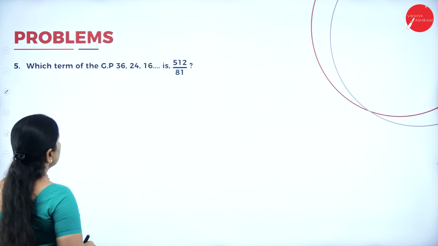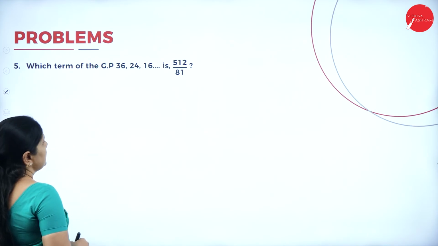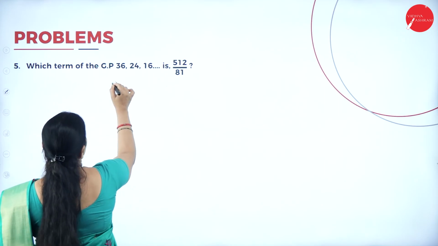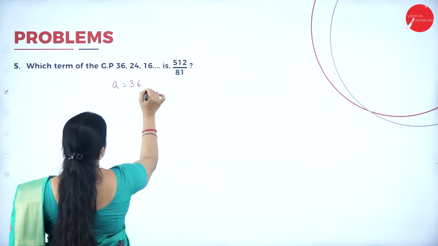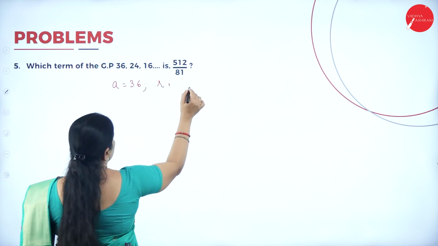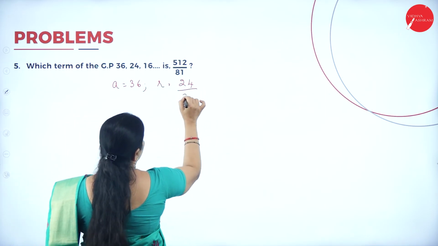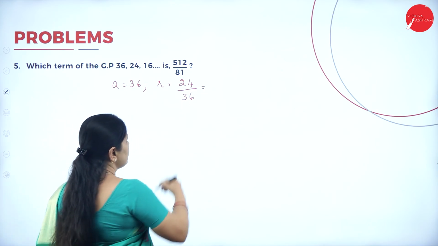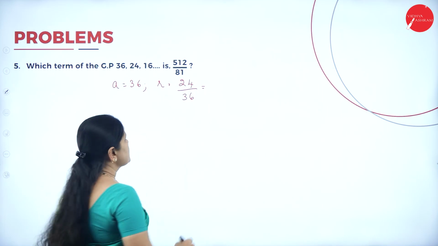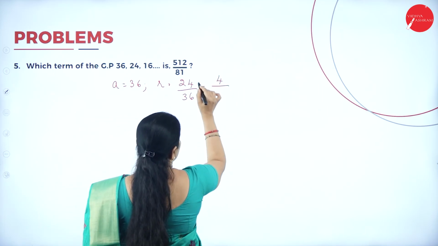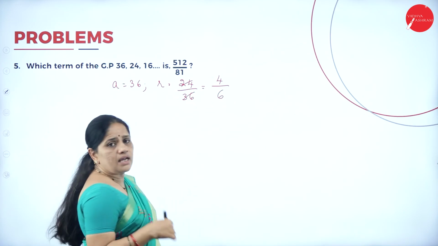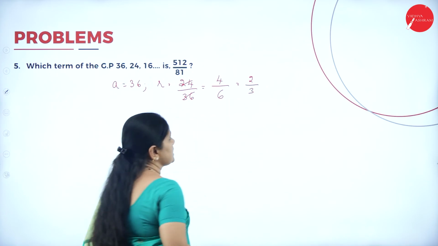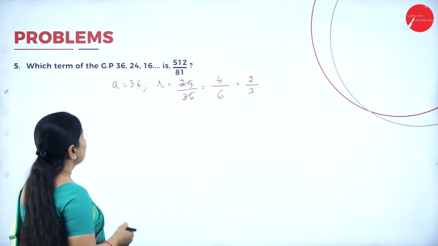Now which term of the GP is 512 by 81? So what is given? A equals 36. Now what is R? R equals 24 divided by 36. So we have to find the common ratio here. So they both are divisible by 6. So 6 4s are 24, 6 6s are 36. Now both are divisible by 2. So 2 2s are 4, 2 3s are 6. So we know R equals 2 by 3.